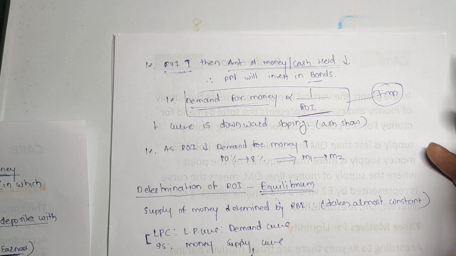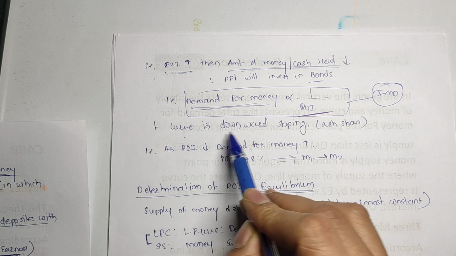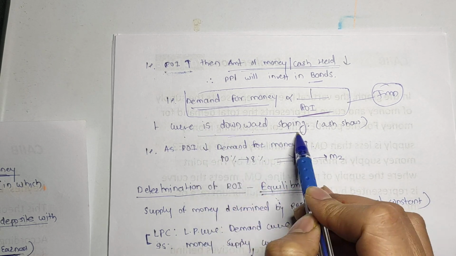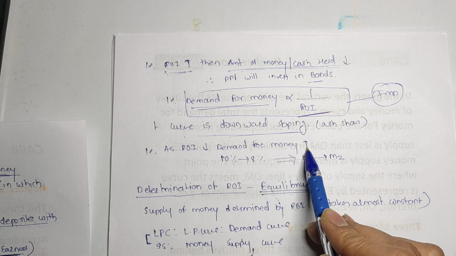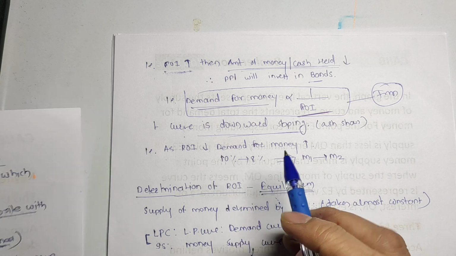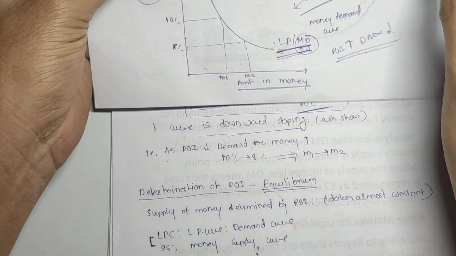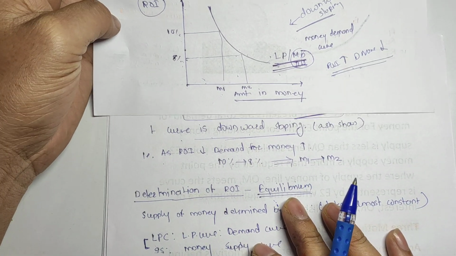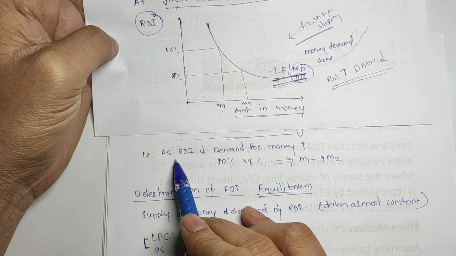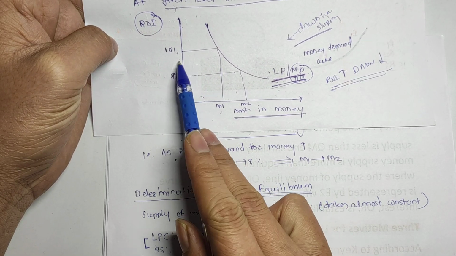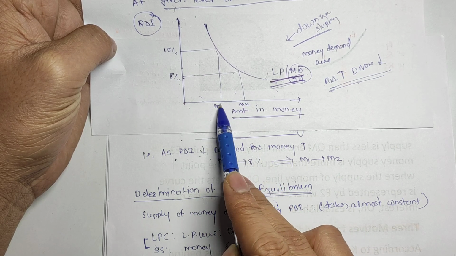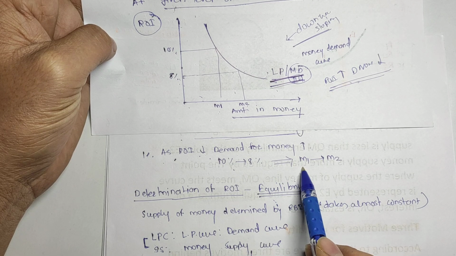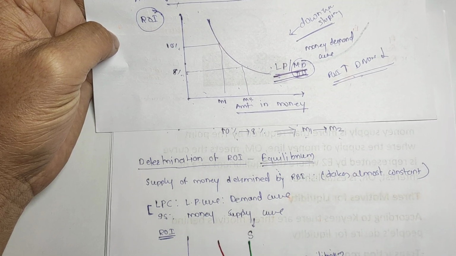One liner MCQ. Also, the curve is downward sloping. That is what I have already explained to you. Then, if the rate of interest decreases, demand for money increases. That I have already told in the previous slide. See here, as the rate of interest decreases from 10 to 8%, the money demand will increase from M1 to M2. That is M1 to M2. That I already explained to you.